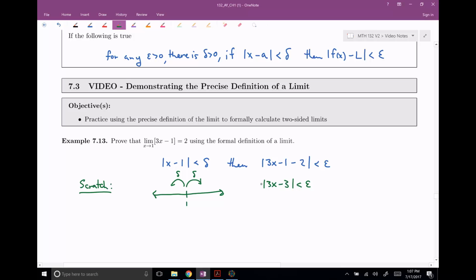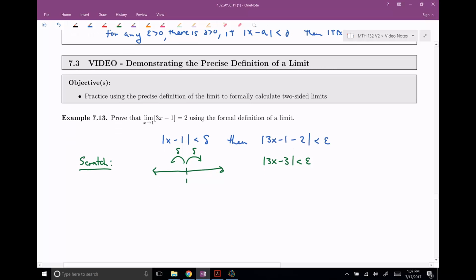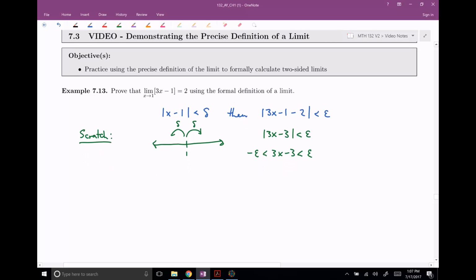Okay, so staring at this, it may be difficult to get a distance statement from this. I'm going to go ahead and rip this apart using our nice theorem from our first video. That's going to say negative epsilon is less than 3x minus 3, which is smaller than positive epsilon. Now I'm going to add 3 to all sides. So I get 3 minus epsilon is less than 3x, which is less than 3 plus epsilon. And then I'm going to divide everywhere by 3. So if I divide the left-hand side, I would have 1 minus epsilon over 3 is less than x, is less than 1 plus epsilon over 3.